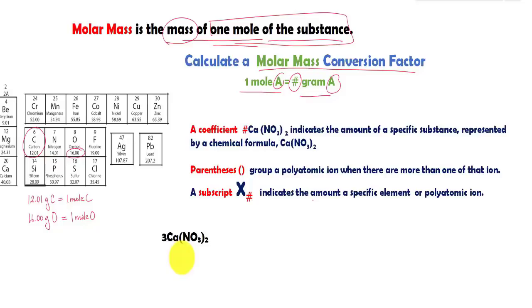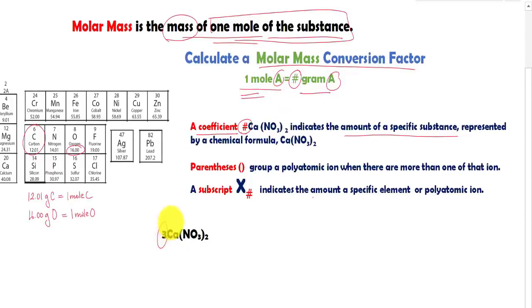a chemical formula. First of all, there might be a number in front of a chemical formula. This is called the coefficient, and it indicates the amount of a specific substance. In this case, the 3 indicates 3 moles of this substance, or 3 of this substance. However, we only want 1 mole, so we can ignore the coefficient.